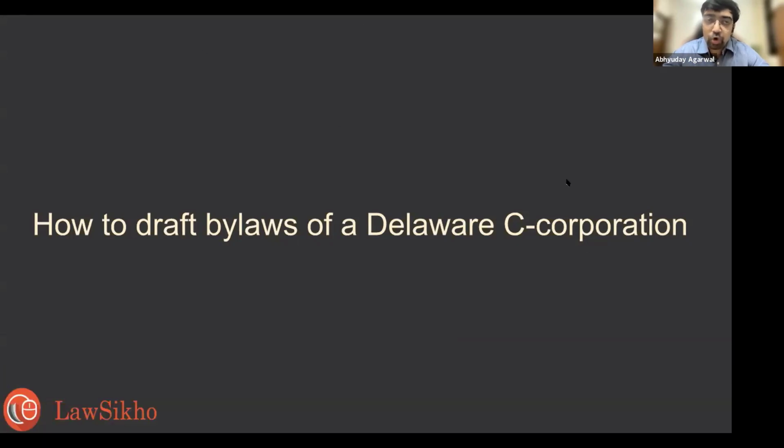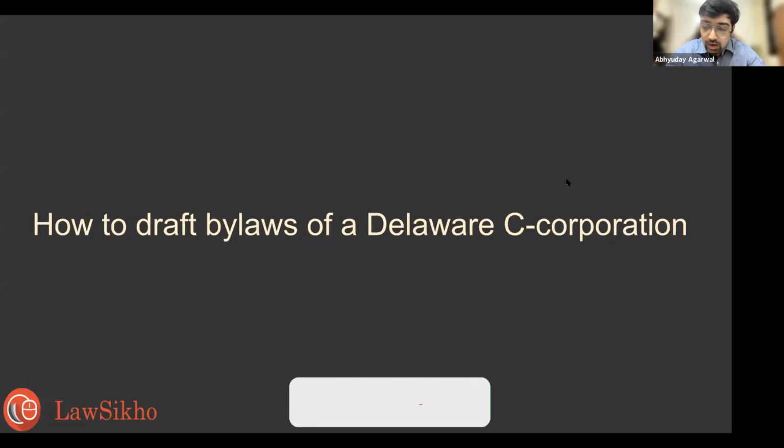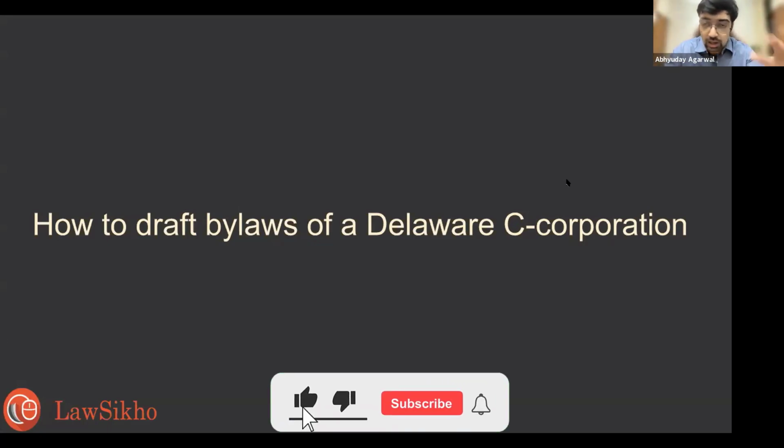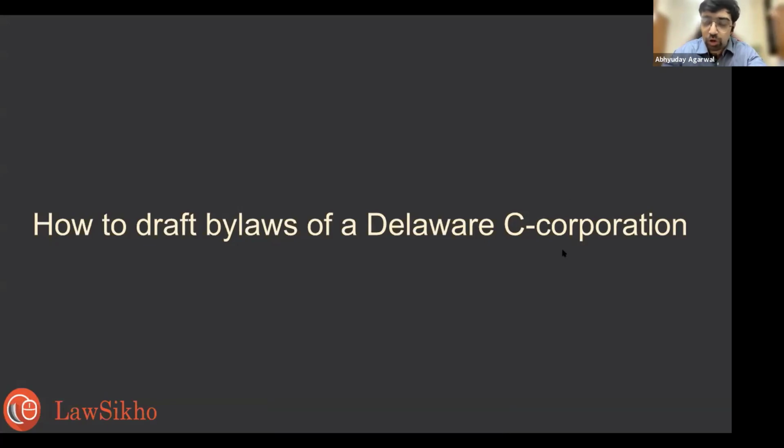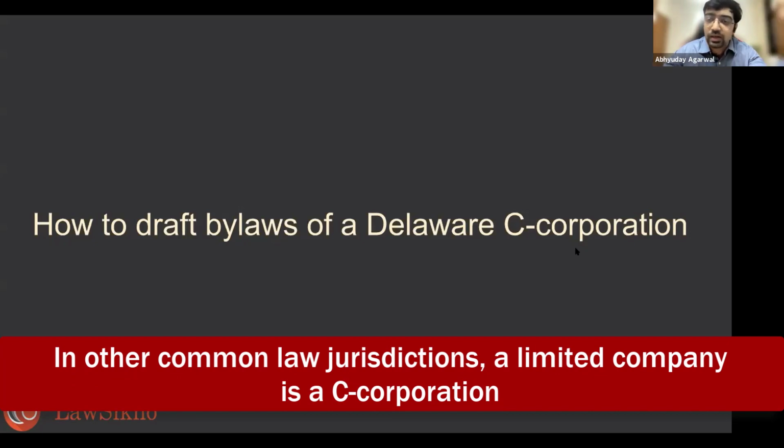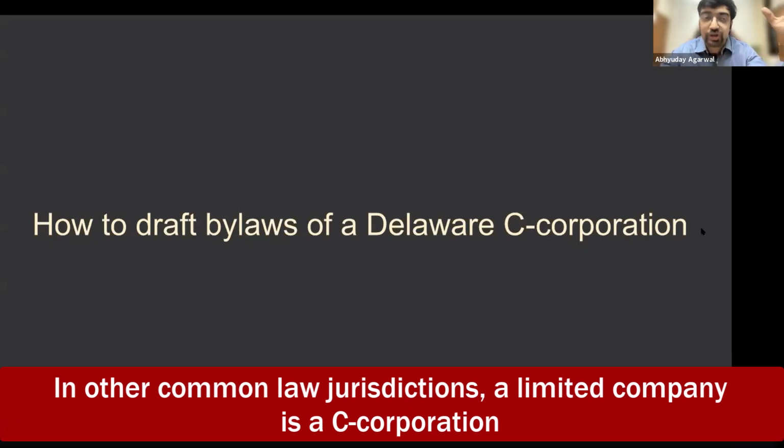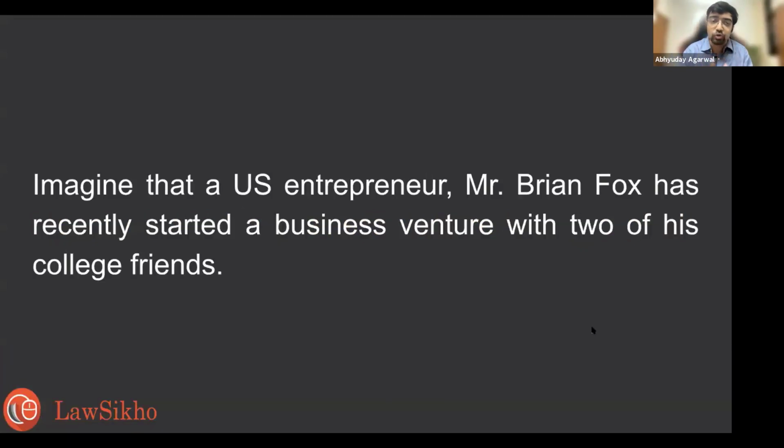A C corporation has the most flexibility. Whatever you understand in your own country to be a limited company, that's a C corporation here. What you have in other common law jurisdictions as a limited company, that's a C corporation. Imagine that it is a company which can do all kinds of work that companies in your home jurisdiction can do.